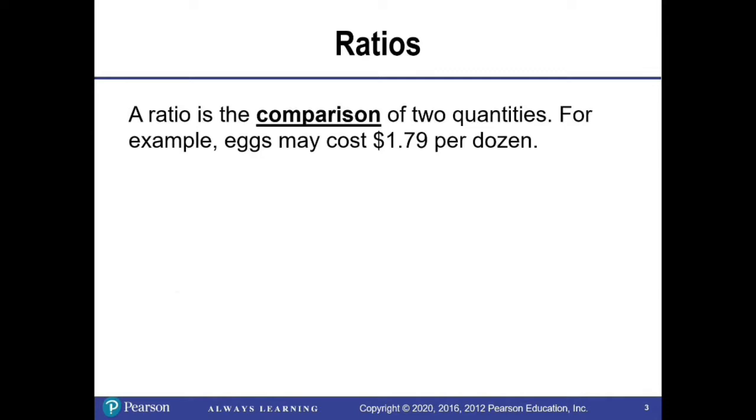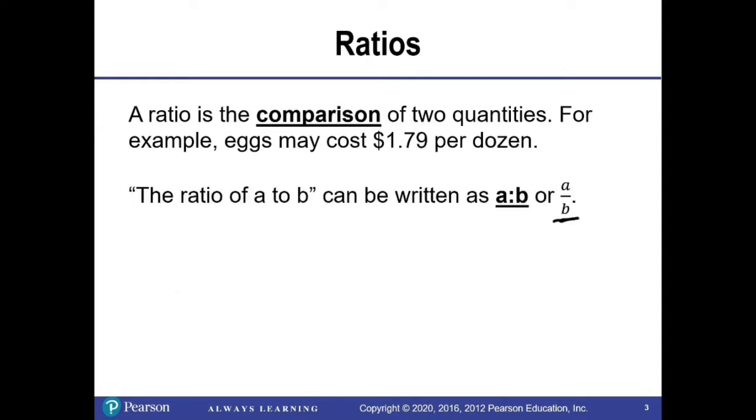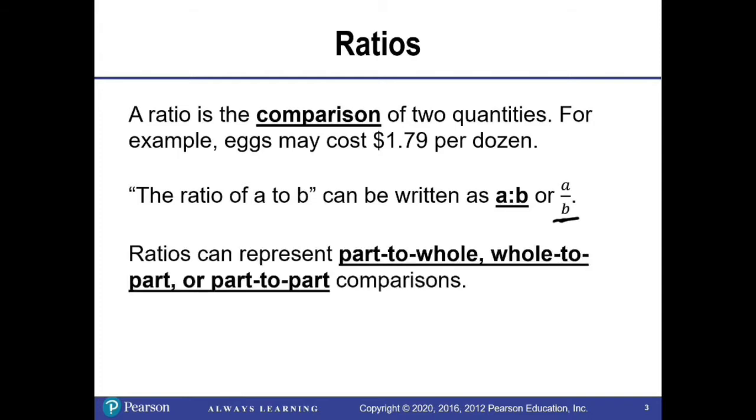For example, eggs may cost $1.75 per dozen. That's a ratio. Ratios can be written in several ways. First, you may see a ratio written in words, such as the ratio of A to B. Second, you may see it as A with a colon B, or last as A over B. Ratios can represent part to whole, whole to part, or part to part comparisons.